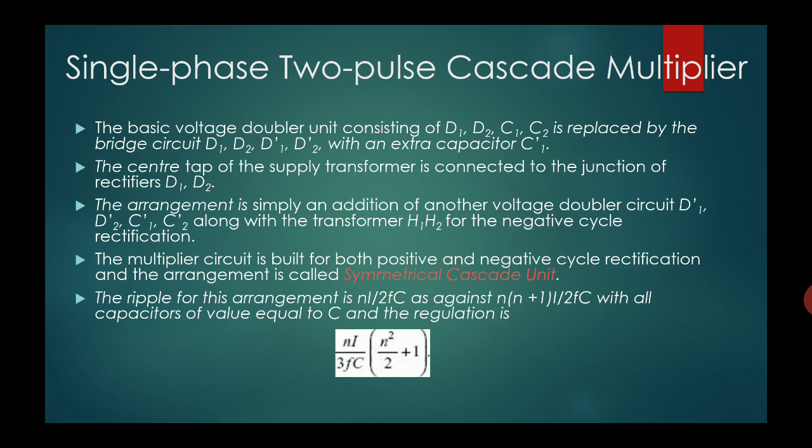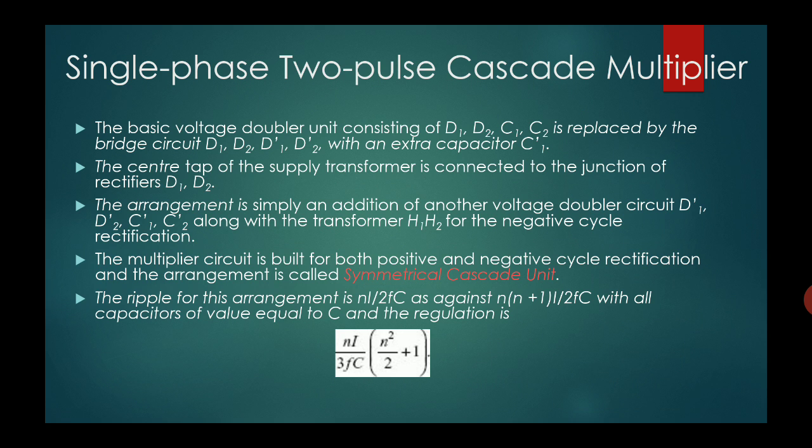The ripple for this arrangement is given as Ni divided by 2Fc, as against N into N plus 1 I divided by 2Fc, with all capacitors of the value equal to C, with a regulation of Ni divided by 3Fc multiplied by N square by 2 plus 1. So this is an expression, just keep in mind the values that are given. This is a basic description of the single phase 2 pulse cascade multiplier.